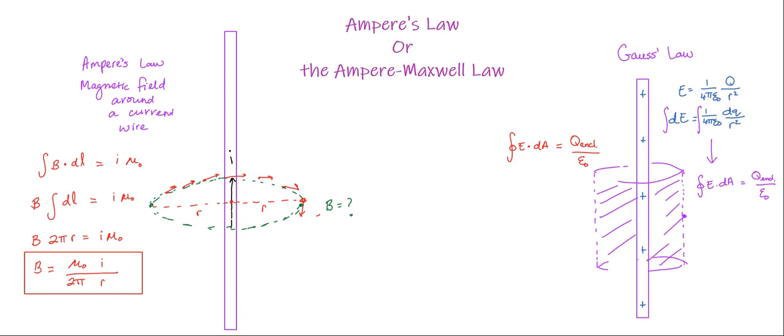So in the next video, what I'm going to do is take a look at using the Ampere-Maxwell law to figure out the value of the magnetic field at different points around a solenoid and some other common shapes of current carrying wires.